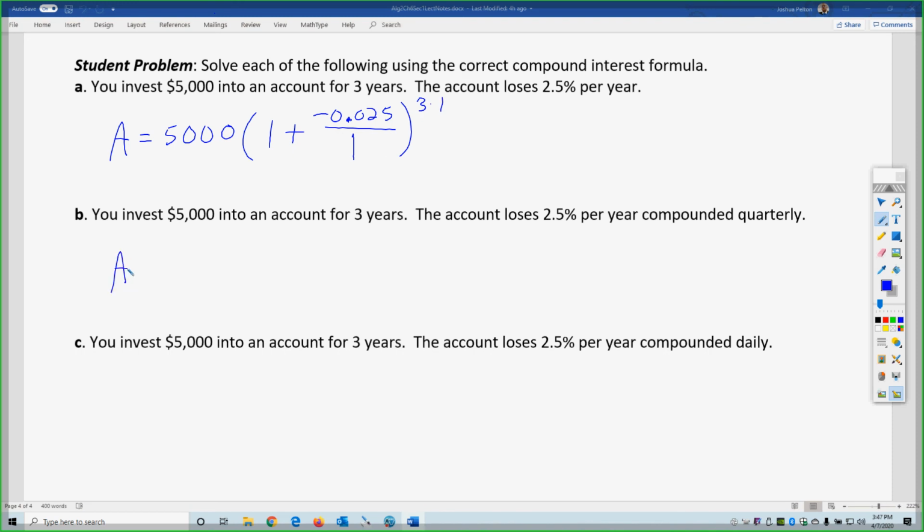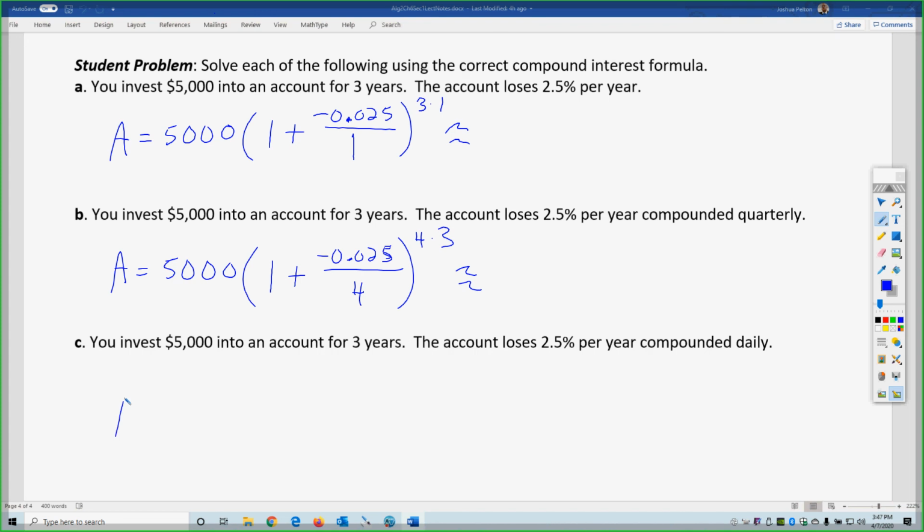The next one is 5,000 times 1 plus negative 0.025 over compounded quarterly, so that's 4 times a year, and that's 4 times 3 years or 3 times 4. Either one you want to do is fine.